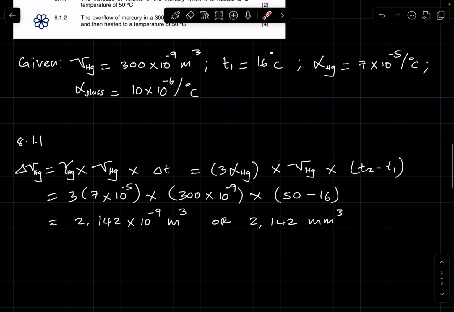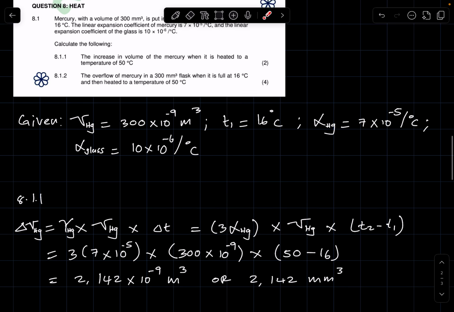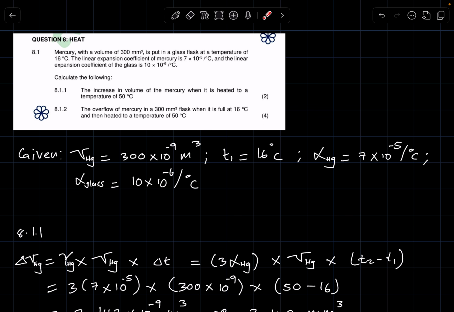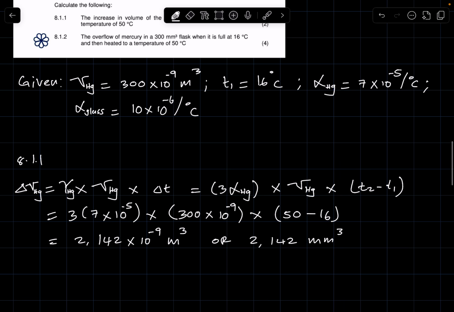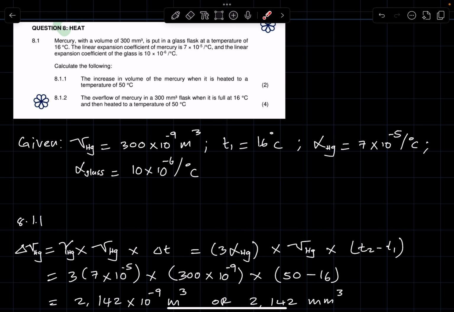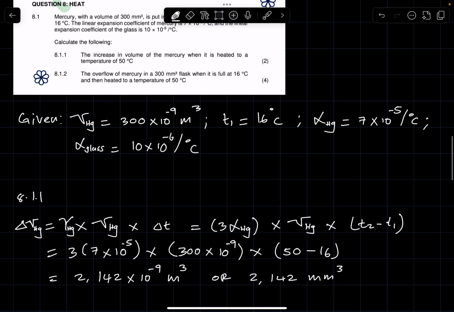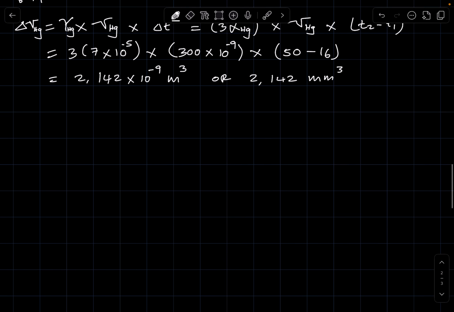Now we've already calculated the volumetric change in mercury, so we first need to calculate the volumetric change in the flask. The flask is a solid and mercury is a fluid, so you would expect that a fluid expands more than a solid. That will be confirmed by our calculations. So for 8.1.2, we're going to calculate the volumetric change in the flask and then calculate the spillage of the mercury.